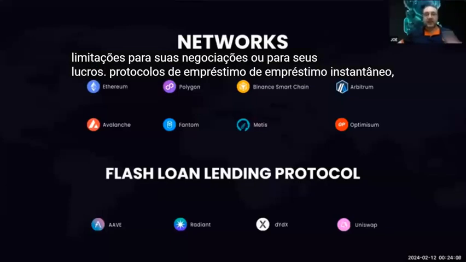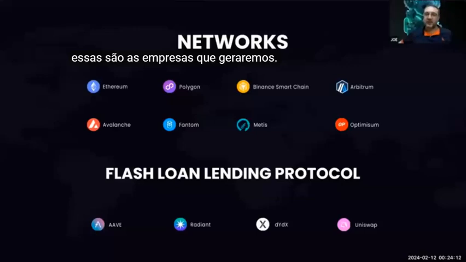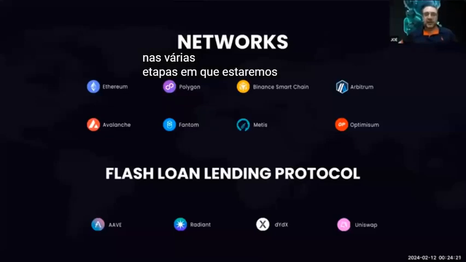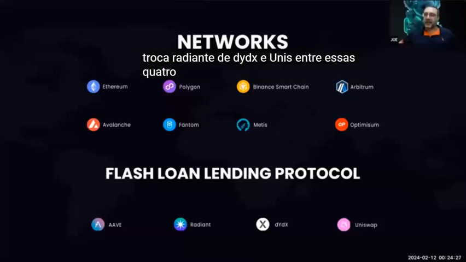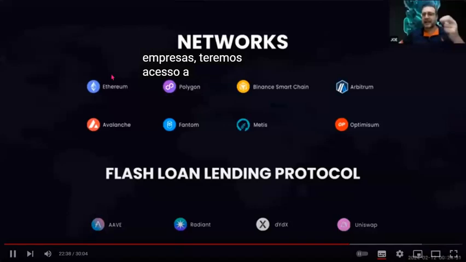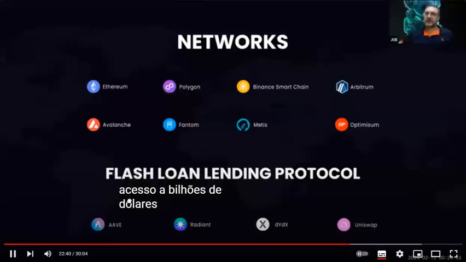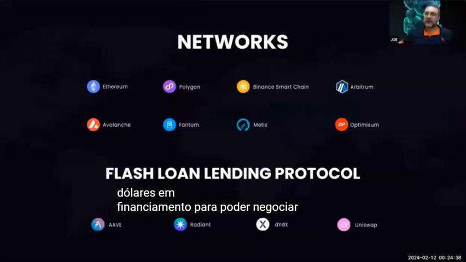Flash loan lending protocols. These are the companies that we will be generating the flash loans from. Currently, we are working specifically with Aave, but again, as we move through the various stages, we will be engaging with Radiant, DYDX, and Uniswap. Between these four companies, you will have access to billions of dollars of funding for you to be able to trade with.